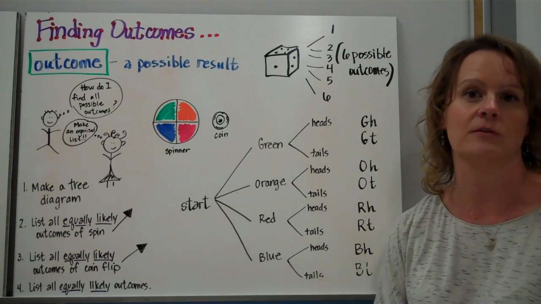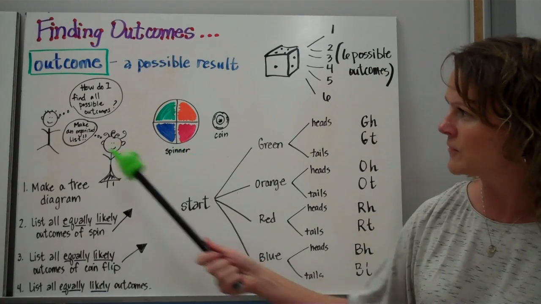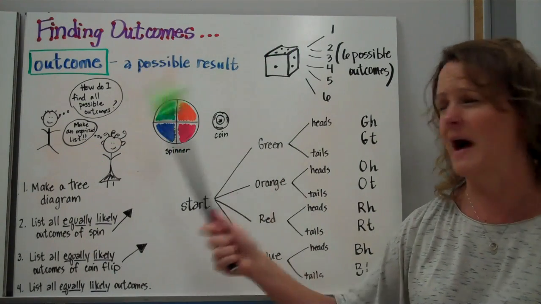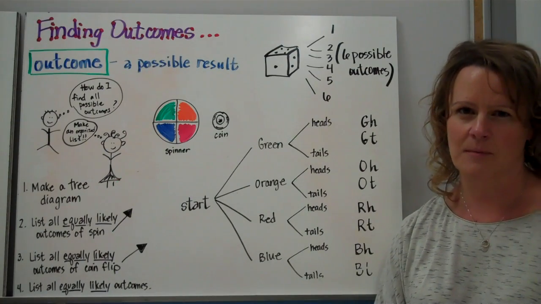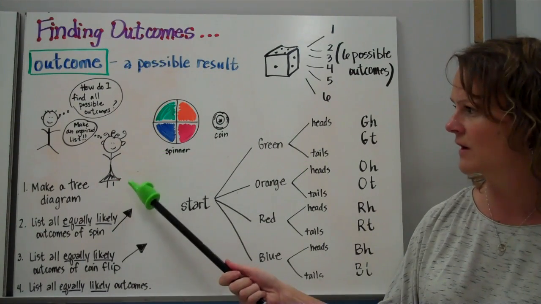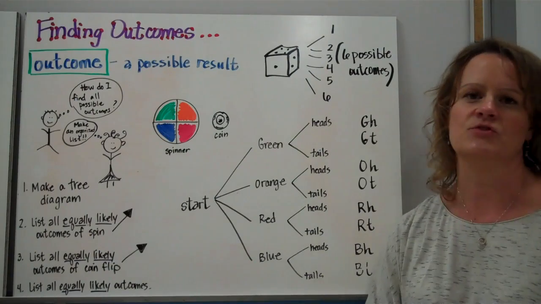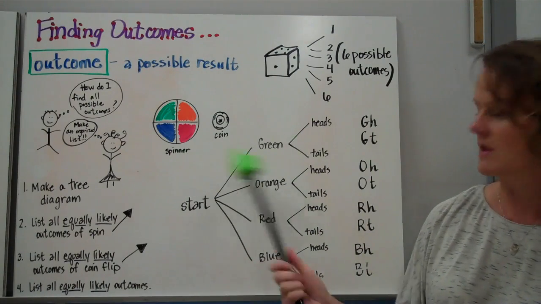There's 6 possible things that could result. So if we're trying to come up with how to find all the outcomes, one of the best ways to do that is to make an organized list. And to make an organized list, we always like to start with a tree diagram. And that's what I'm going to do here with you.